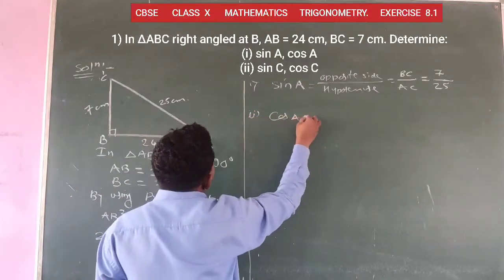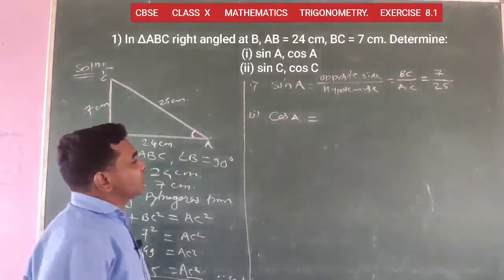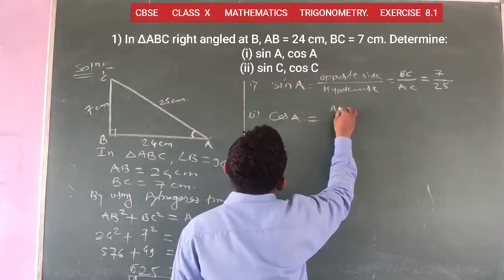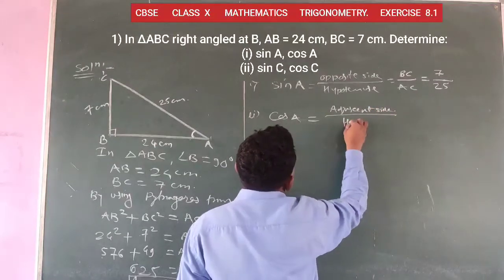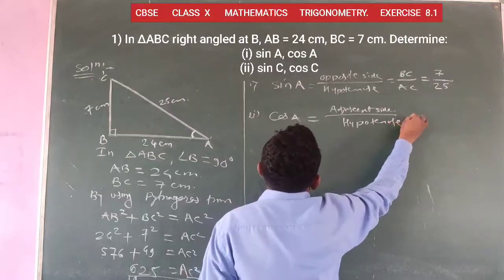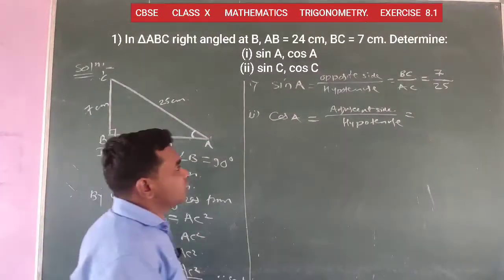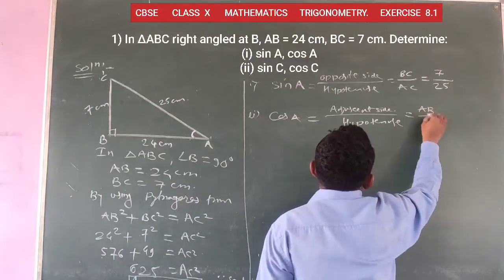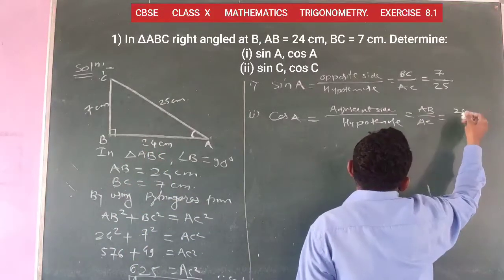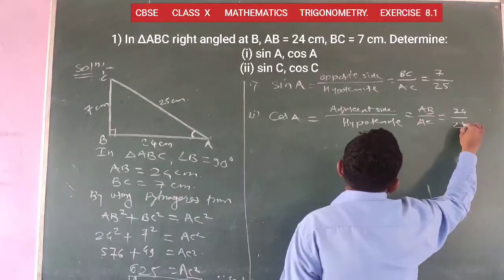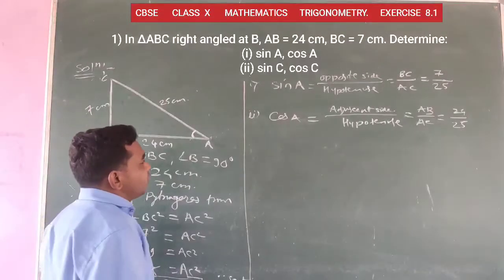The second one is cos A. Again consider the angle A. What is the formula for the cosine function? Adjacent side upon hypotenuse. If we consider the angle A, then AB is the adjacent side. So adjacent side AB upon hypotenuse AC, and the measurement of AB is 24 and AC is 25. So the answer is cos A is equal to 24 upon 25.